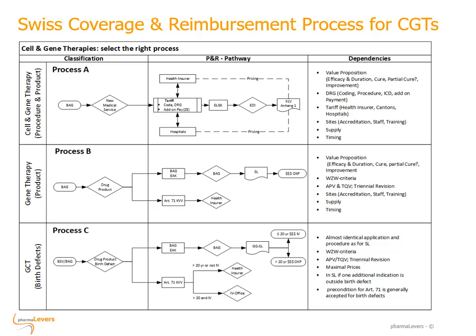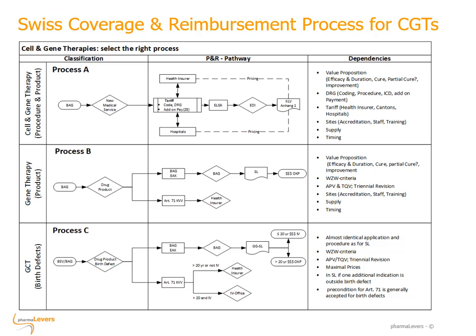The pricing and reimbursement pathway for a pure CGT product follows the principle of a conventional drug. Process B, assessment of efficacy, appropriateness and economics, whereby external and internal reference pricing is considered. At the end, the product is listed on the positive drug list, SL, with maximal prices. In addition, off-label coverage may be possible on a case-by-case basis.